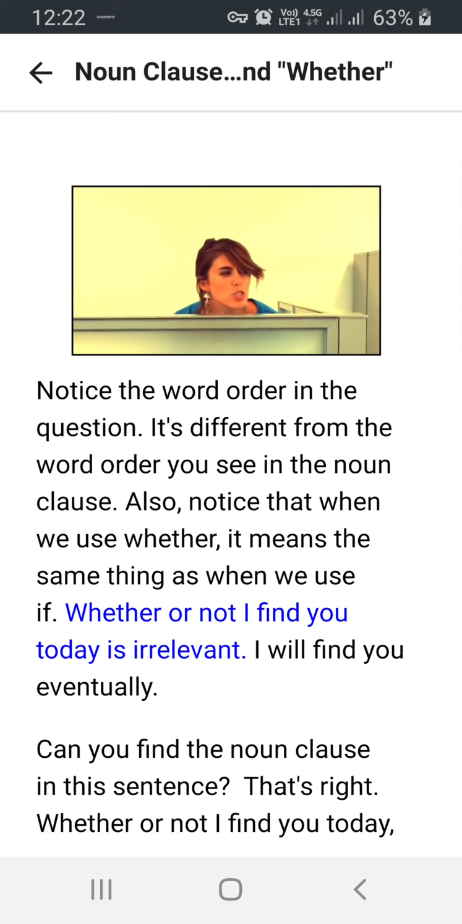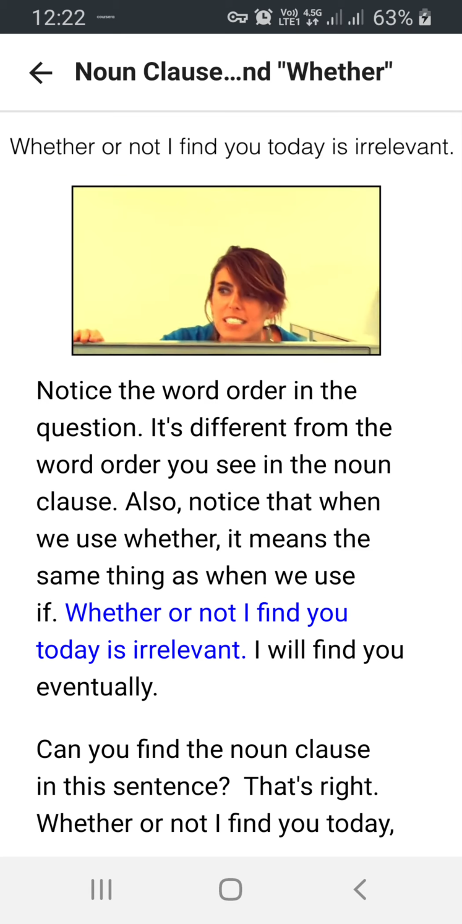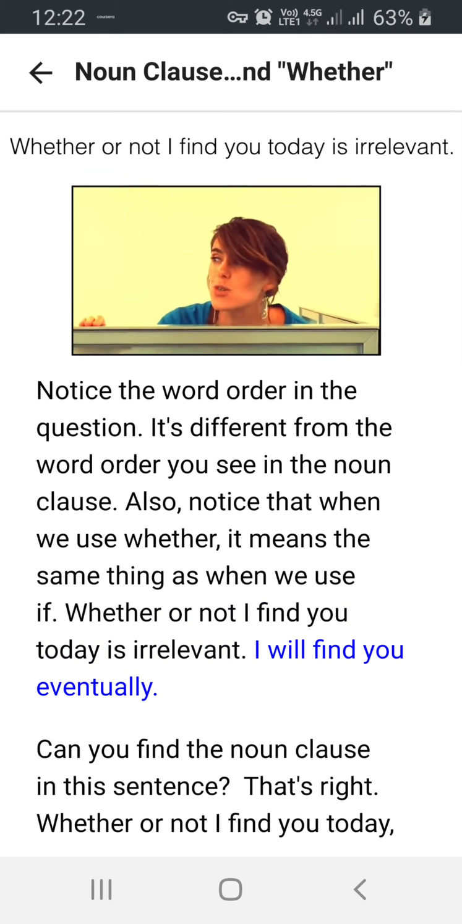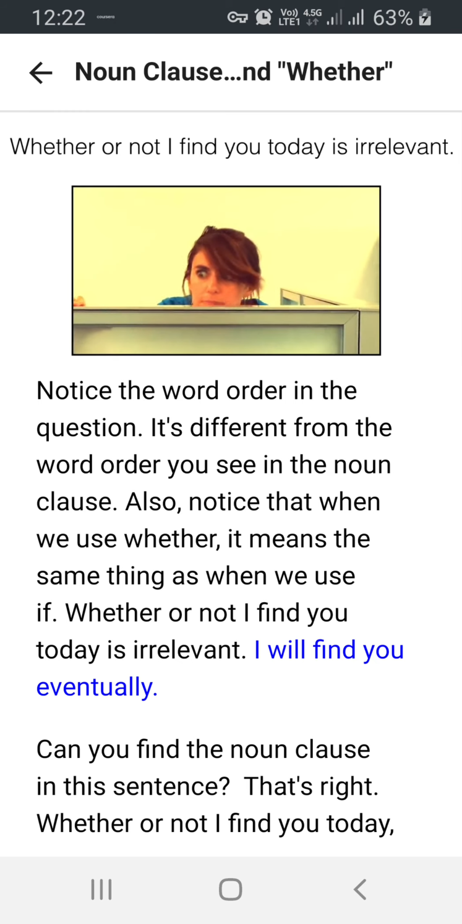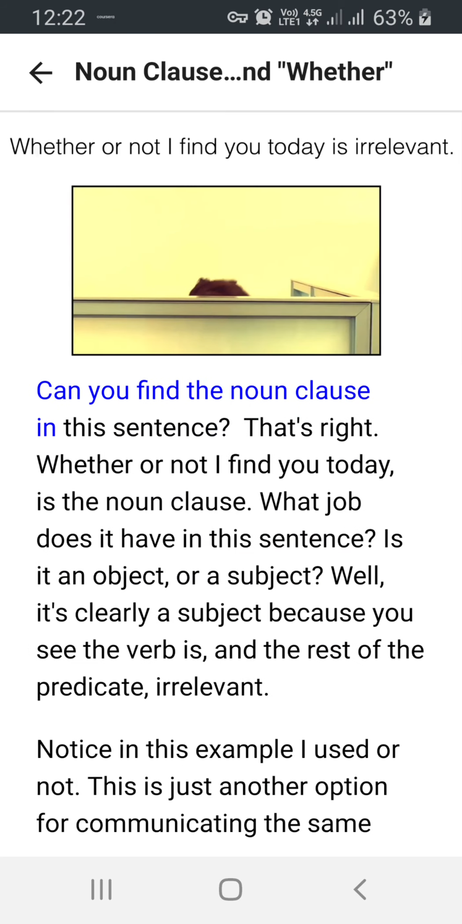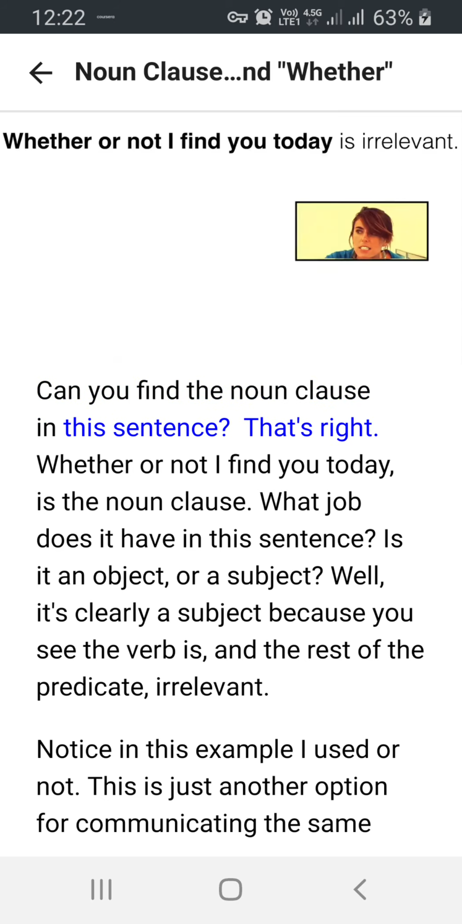Whether or not I find you today is irrelevant. I will find you eventually. Can you find the noun clause in this sentence? That's right. Whether or not I find you today is the noun clause.